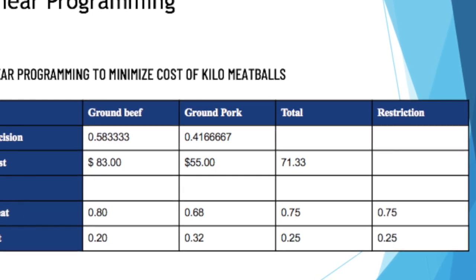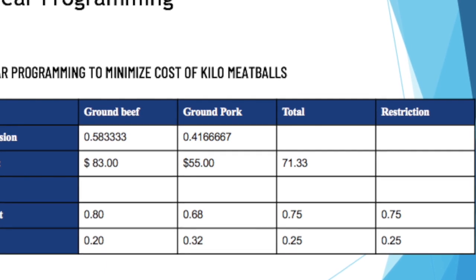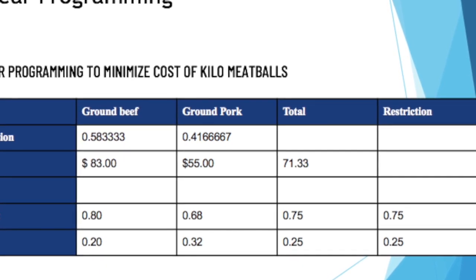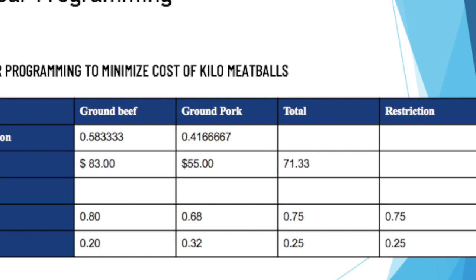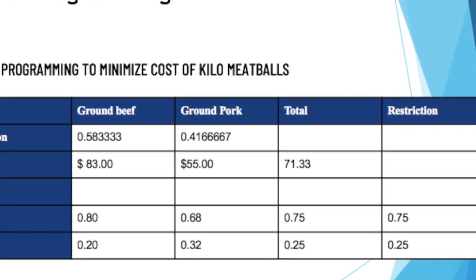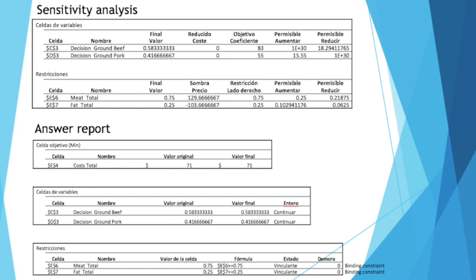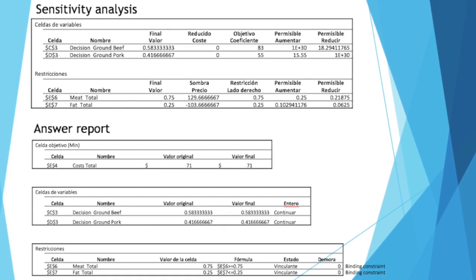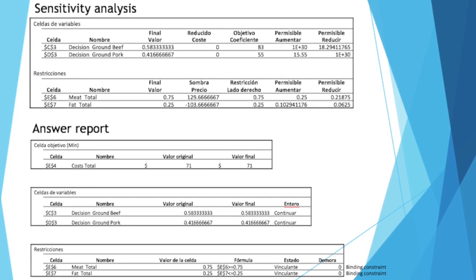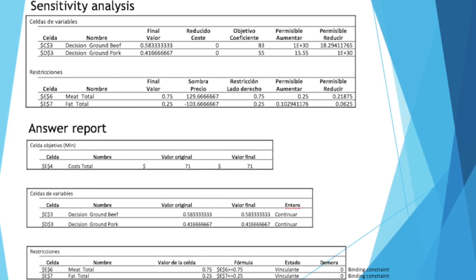of the meatballs. Using the objective function, these amounts and the recommendations that were to use 75% of meat and 25% of fat, we got that the total of the product will be $71. Then we did the sensitivity report where we saw that both meat and fat are binding restrictions. That means that the whole products will be used and there won't be a slack.